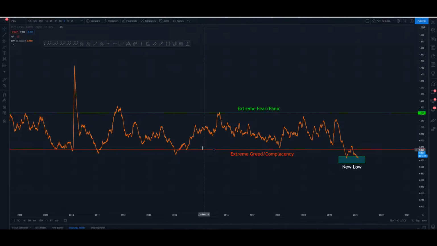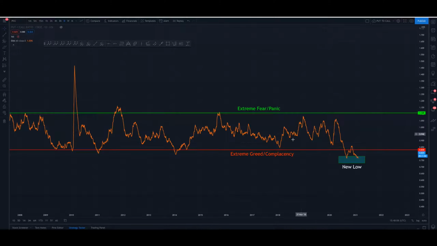Now, I just want to point something out to you. Let's take this low here. This low on its way to the extreme greed and complacency line. This represents the bullish conditions as we're coming towards this line prior to the Corona meltdown, in February 20. And then we have this fear reaction.